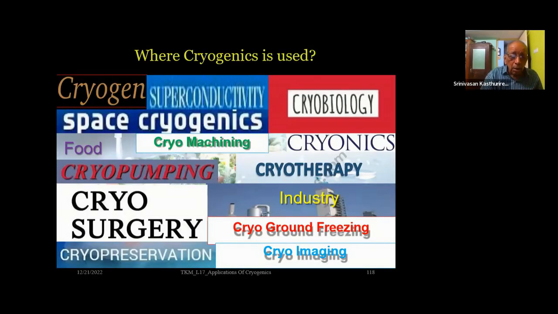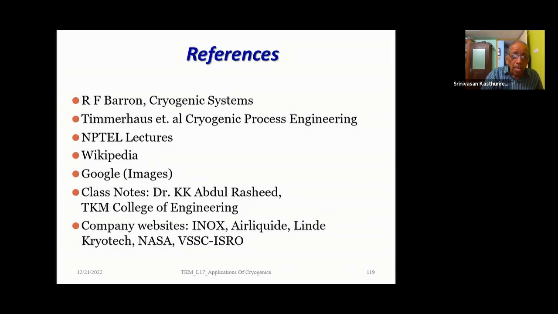There are a lot of applications we have just now seen. And there are important references which are available. Kindly have a look at them. Randall Barron, then Timmerhaus, Cryogenic Process Engineering. You also get a lot more information in NPTEL lectures, so you can download them or read them online. Some Wikipedia pages and Google images, etc. have been used here.